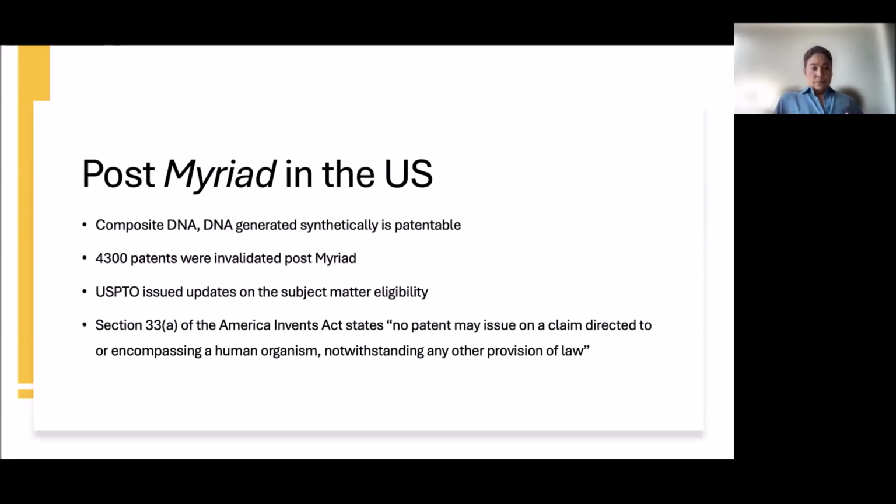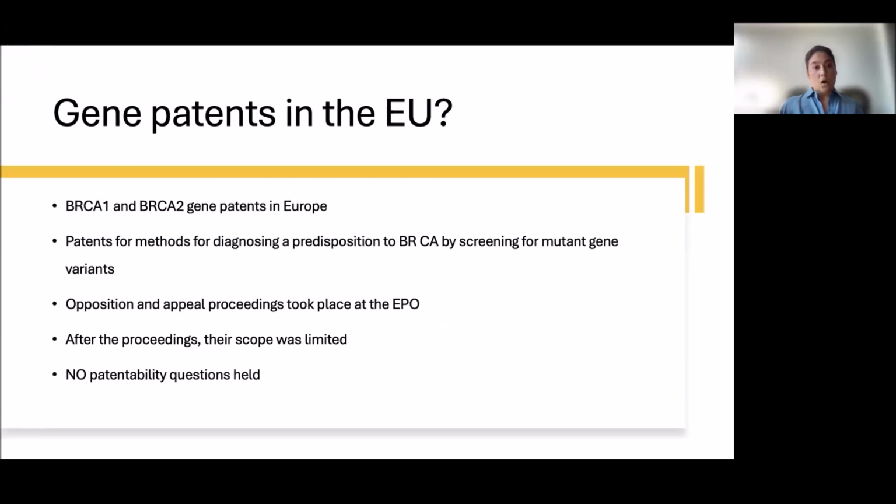And then the America Invents Act had a clear provision, section 33(a): no patent may issue on a claim directed to or encompassing a human organism, notwithstanding any other provision of law. So they had to include this within the law.